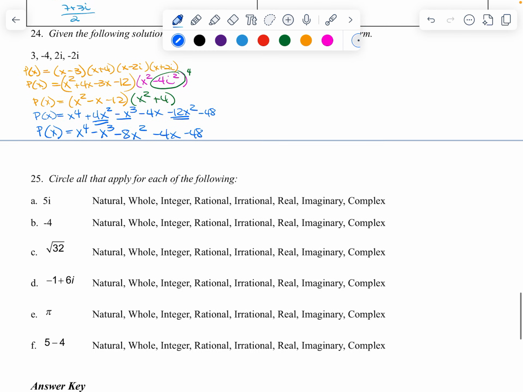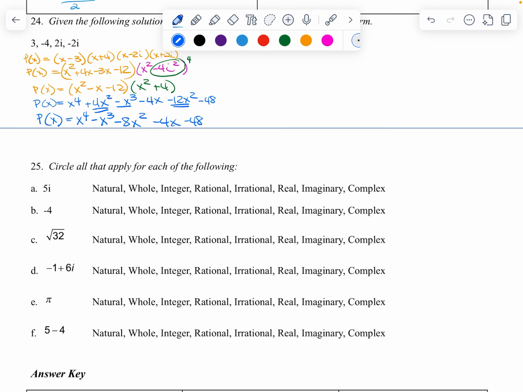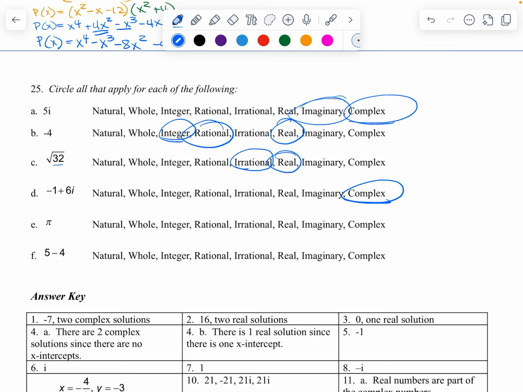Okay, so circle all that apply for each of the following. This is just a complex imaginary. So this is an integer, it is rational, and it's a real number. The square root of 32, 32 is not a perfect square, so that is irrational. Irrational numbers are real. This is a complex number. This is an irrational number and it's real. This would get 1, so that's natural, whole, integer, rational, and real.